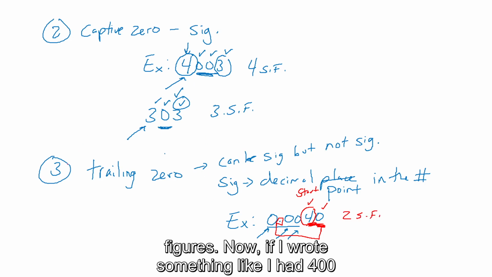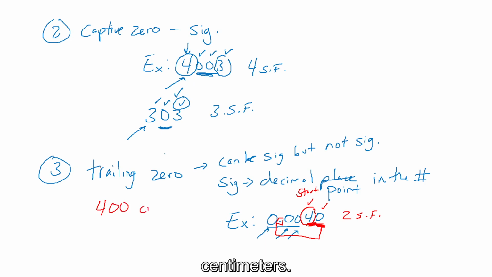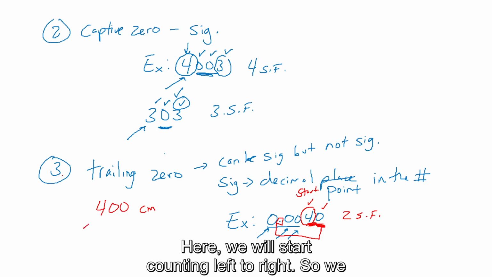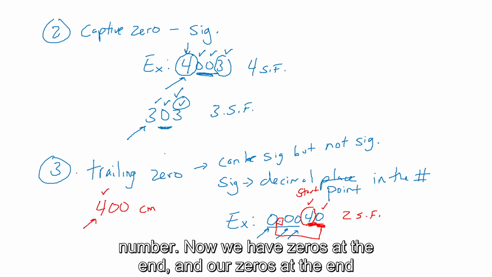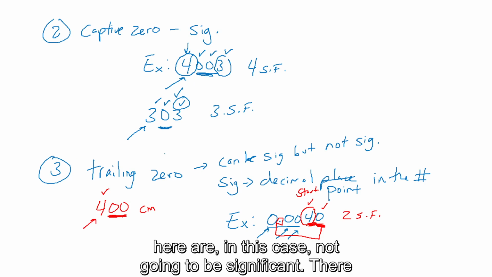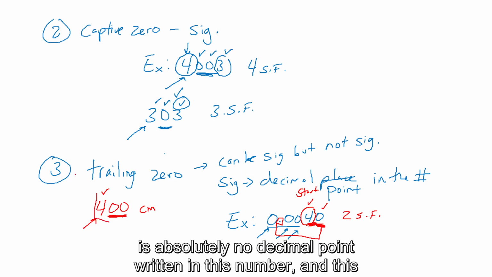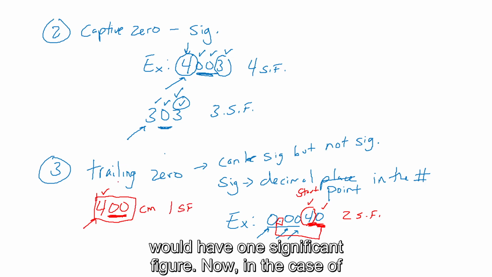Now, if I wrote something like I had 400 centimeters, here we will start counting left to right. So we are going to start here, as that's our first non-zero number. Now we have zeros at the end. And our zeros at the end here are, in this case, not going to be significant. There is absolutely no decimal point written in this number. And this would have 1 significant figure.